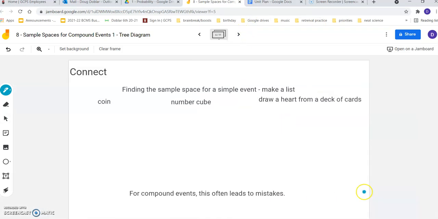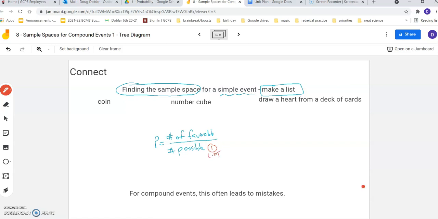The other reminder I want to give you is how we found the sample space for a simple event. We're already done with that. So for simple events, I encourage you to make a list of the sample space first. As you'll recall, the probability for a simple event is the number of favorable outcomes out of the number of possible outcomes, which we call the sample space. And I encouraged you to do this first: find the number of possible events and make a list. So if we're flipping a coin, you make a list of possible outcomes, heads, tails, and whichever one you're trying to get, you circle.